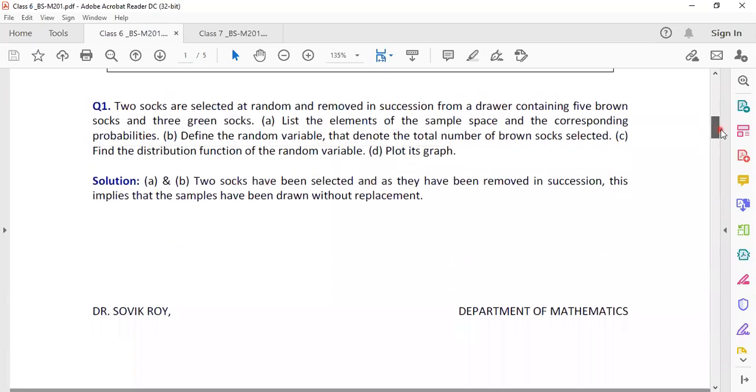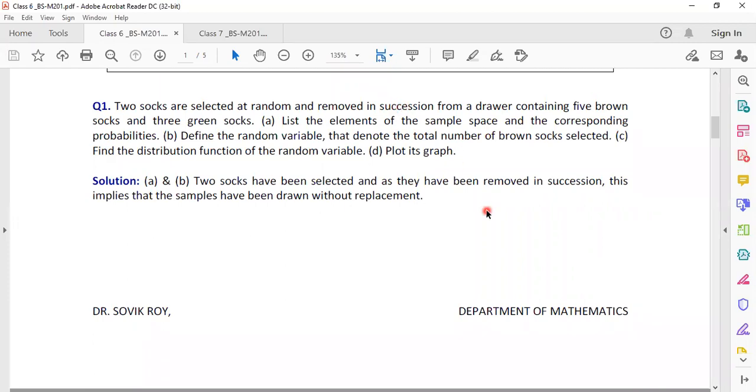Next job is to define a random variable. So we have listed the elements, we have listed the probabilities. Now our job is to define a random variable on the system. The random variable which is being defined, according to the question, should be the total number of brown socks selected. It could have been the total number of green socks selected, whatever. In various ways, your random variable can be defined.